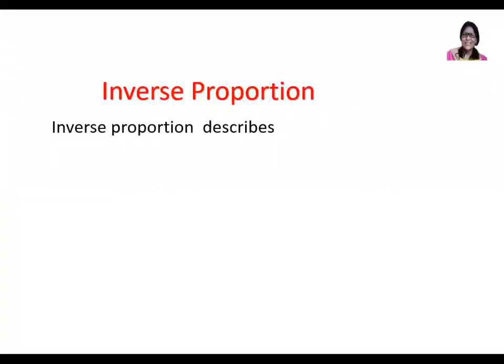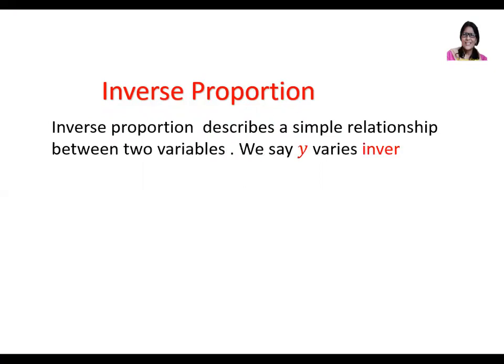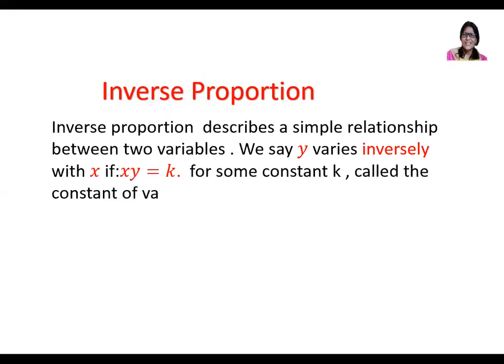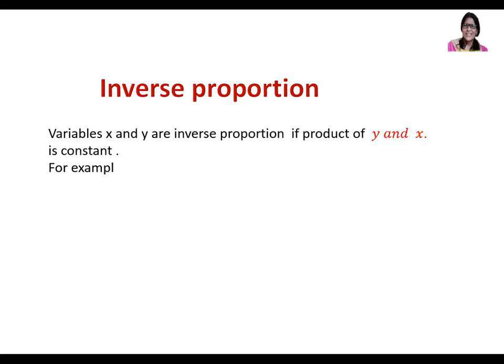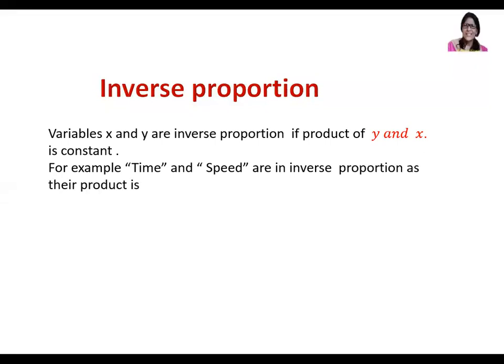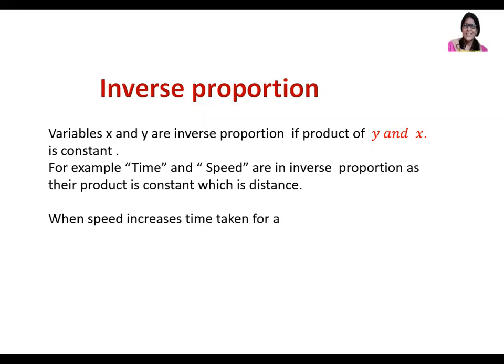So inverse proportion describes a simple relationship between two variables. We say y varies inversely with x if the product of x and y is constant, and k is called the constant of variation or constant of proportionality. Variables x and y are in inverse proportion if the product of y and x is constant. For example, time and speed are in inverse proportion as their product is constant, which is your distance. When speed increases, time taken for a particular distance decreases.